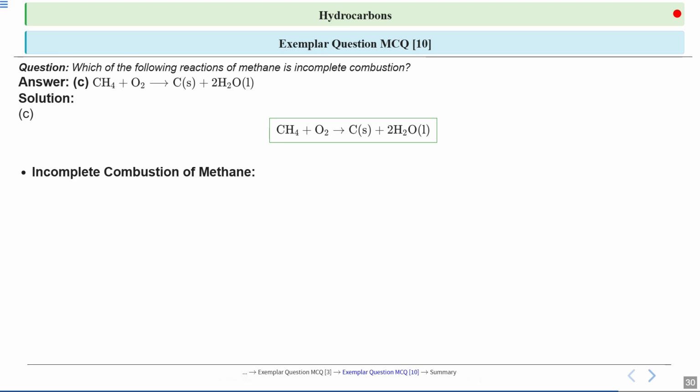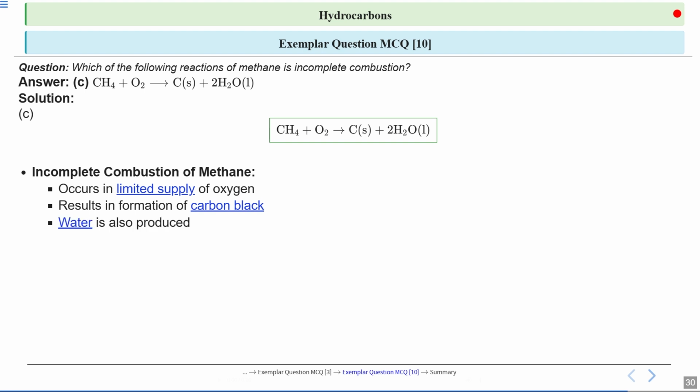The reaction shown here is methane reacting with oxygen to form carbon and hydrogen. This is a classical example of incomplete combustion. Notice how carbon is produced instead of carbon dioxide, indicating that all the carbon atoms are not fully oxidized. It occurs due to a limited supply of oxygen, and it results in the formation of carbon black. This is important because it can lead to pollution and health issues. Incomplete combustion is less efficient and can be harmful, which is why understanding it is essential. Next, water is also produced as a product. To summarize, the correct option is C.